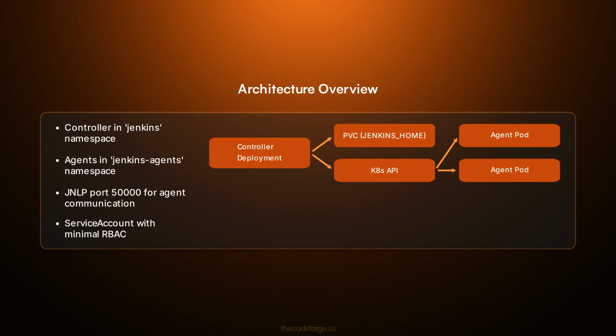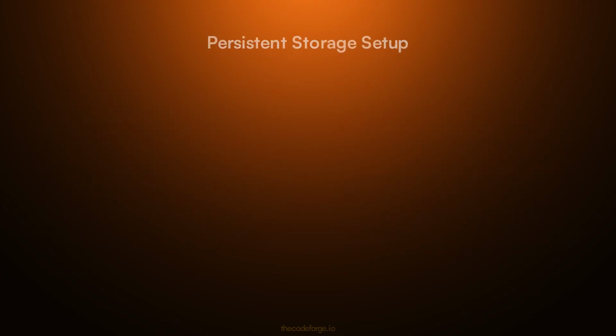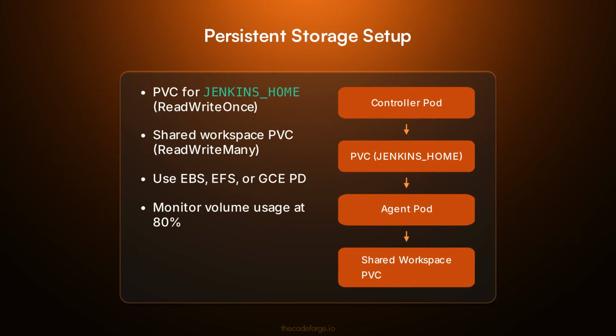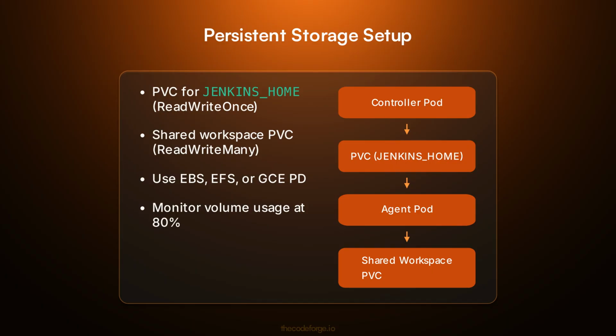The controller must have a service account with permissions to create, list, and delete pods in the agent namespace. JNLP home must survive pod restarts. We use a persistent volume claim with read-write-once access mode, backed by an elastic block store volume. For workspaces, we use a shared PVC with read-write-many to avoid data loss during node drains.